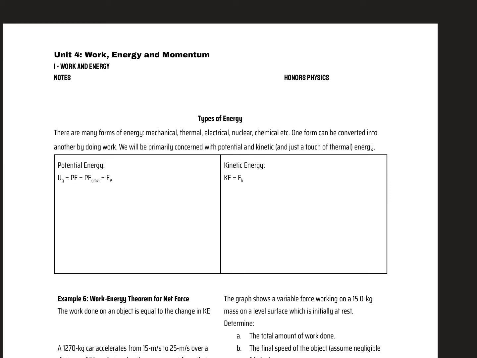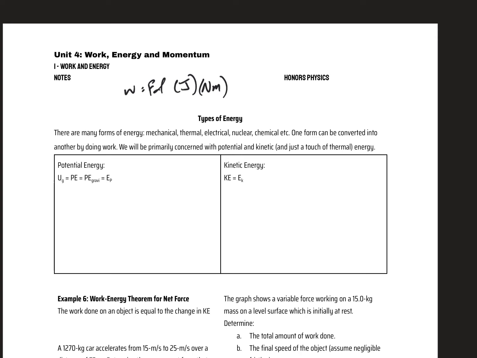Hey everybody, here's part 2 of our types of energy with work and energy. So we understand that work is force times distance, and the energy associated with that is measured in joules. So work is force times distance, that is in joules, or a Newton times meter, okay?